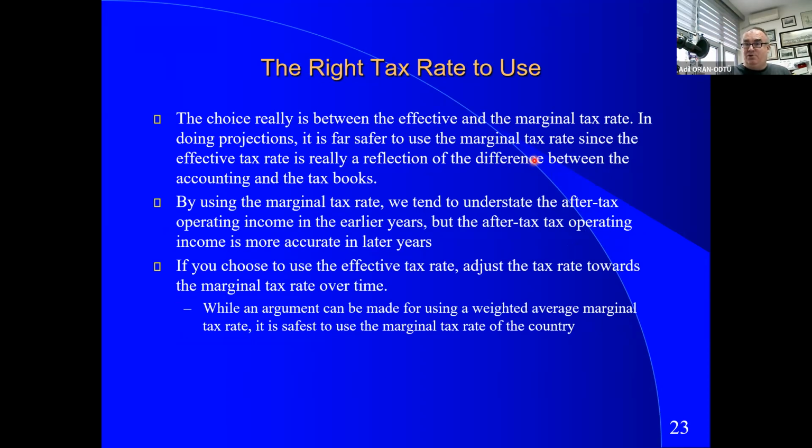Looking out into the future, the effective might typically be lower than the marginal tax rate, but the marginal might be the one applicable if things are going to go well and the company is going to continue to increase its profits and its sales. So it's safer to use the marginal tax rate. The effective tax rate might also have a lot of discounts, which they have right now, which may not last out into the future.